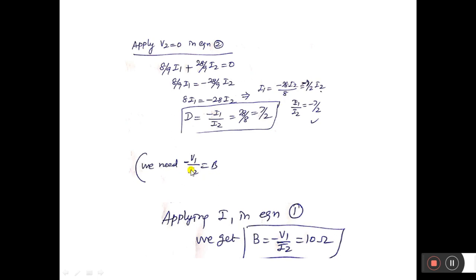Next, the pending one is B. B relation is V1 by I2. So applying the I1 value in equation 1, you can get B equal to minus V1 by I2 equal to 10 ohm.